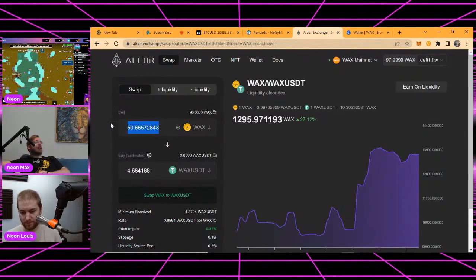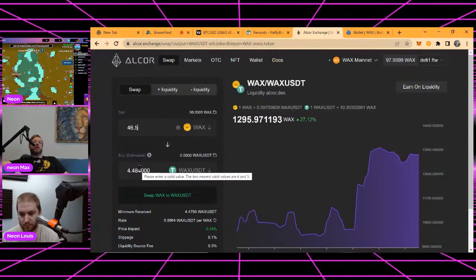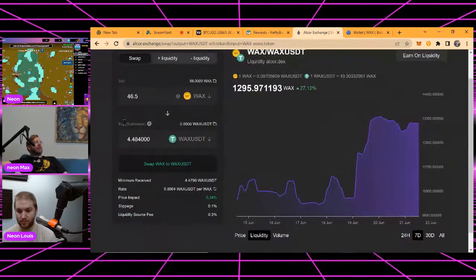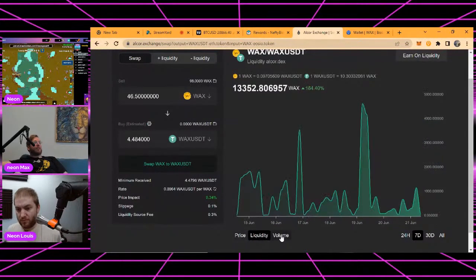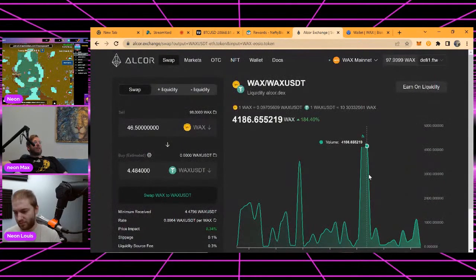So let's try participating in liquidity here. So we have 98. Let's do what would be like 45 would get me to 90. So 45, 46.5 should be about half of that. And that's about right. It was almost $8.50 or something when we bought the 100 Wax when we started this. So let's participate and let's take a look at what the volume is in a pool like this and if it's going to be worth participating at all.